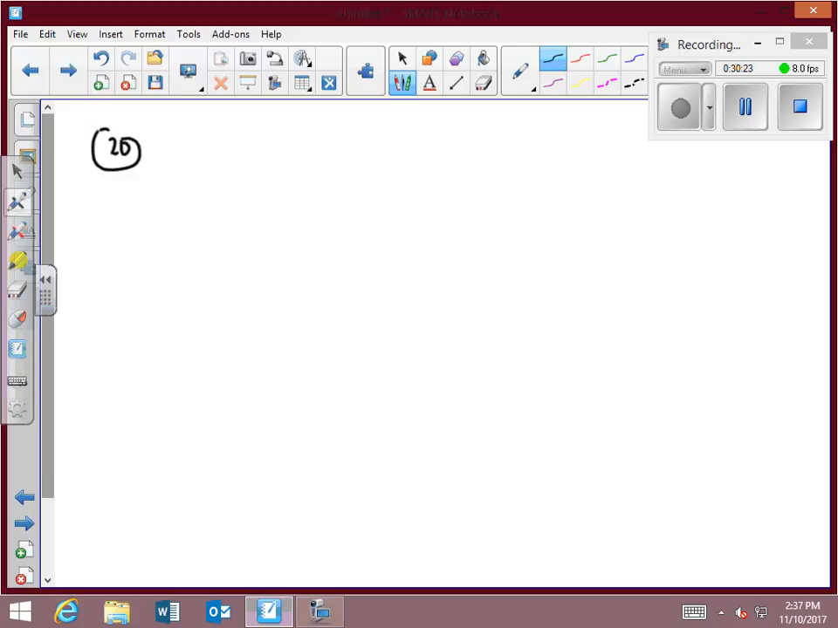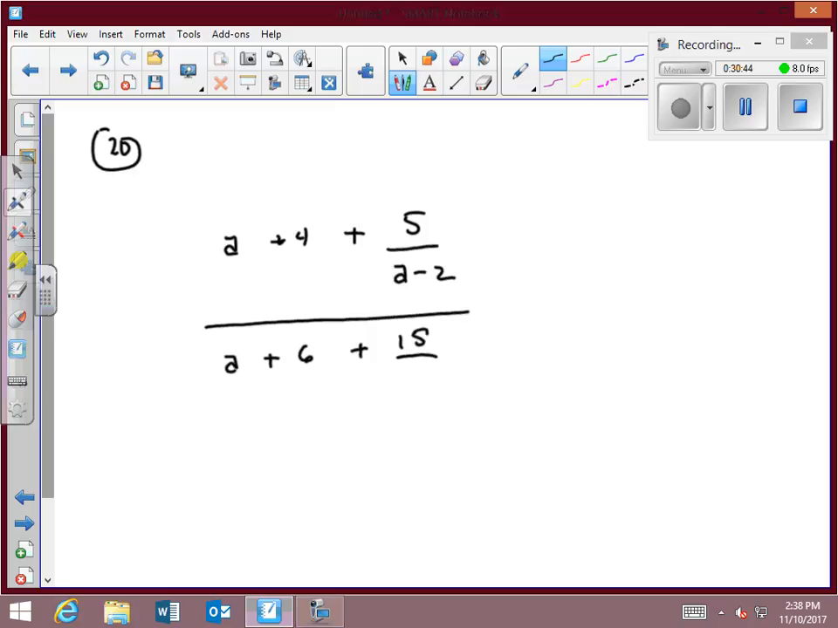I want to look at 20. 20 says a plus 4 plus 5 over a minus 2, and then it's a plus 6 plus 15 over a minus 2. So what is the least common denominator? Okay, a minus 2. Now I want you to take a minute, look at the problem, and think about what it is that it's going to look like.